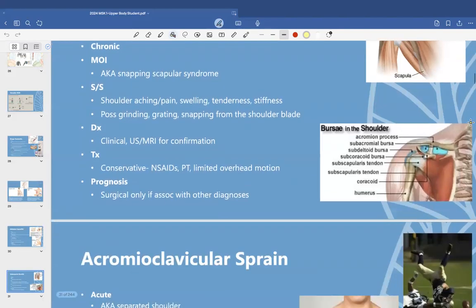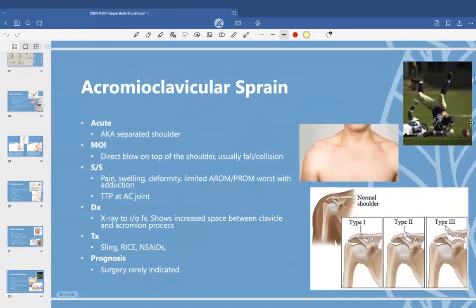Here's an AC joint sprain, so acromioclavicular sprain. This is also called a separated shoulder. You'll hear that a lot more in the NFL, with these more traumatic injuries. When you see a guy upside down, you think it's kind of hard to get like that. It's not, when you're playing sports, especially football. So this is a separated shoulder.